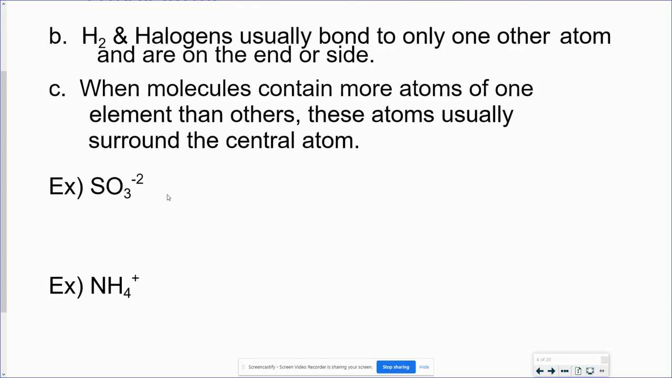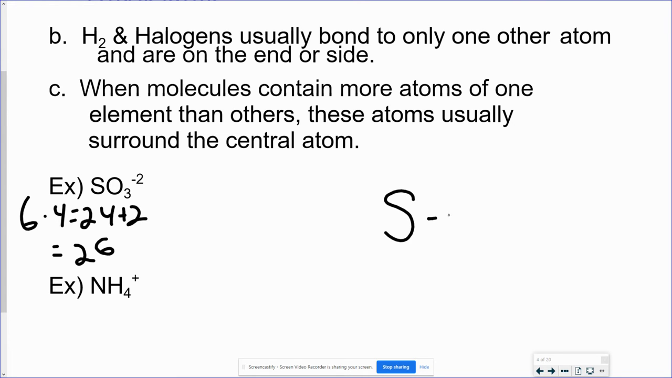SO3 minus 2. So we need to add up the valence electrons real quick. S has 6, so does oxygen. So 6 times 4 gives you 24 plus 2 for the charge, giving us a grand total of 26. So how we're going to draw this is we're going to put the S in the middle. We're going to attach an oxygen on either side until we run out. And then we're going to make sure that everybody has 8. So oxygen needs 6 more here. Sulfur needs 2 more. Each oxygen then also needs 6 more.